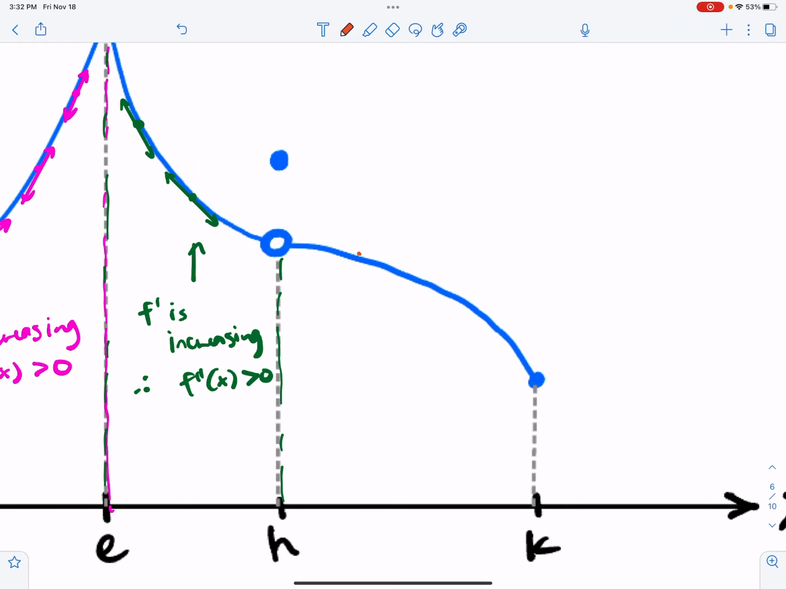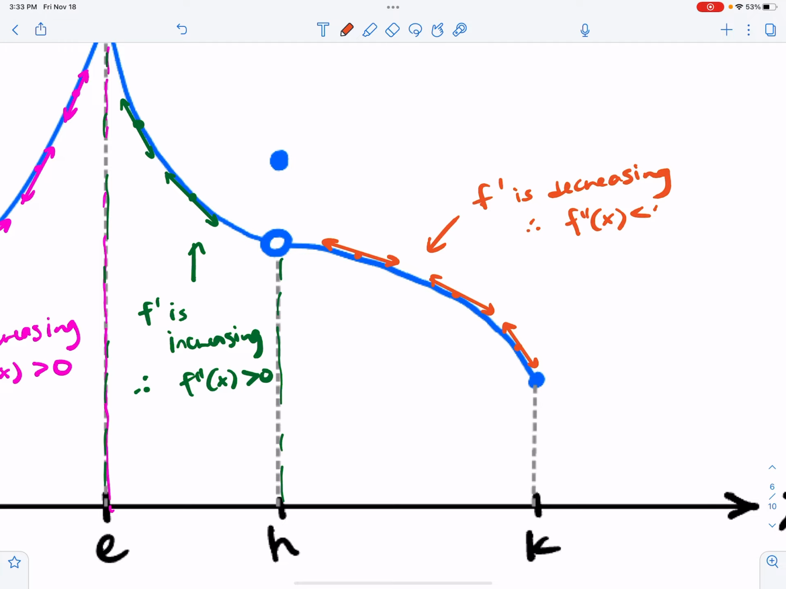And then from H to K, negative sloping tangent lines, so the first derivative would be negative, but would f prime be increasing or decreasing? So negative sloping, and then it looks like it's becoming steeper in the negative direction. So we would actually say that f prime is decreasing on the interval from H to K. And therefore f double prime is less than 0.